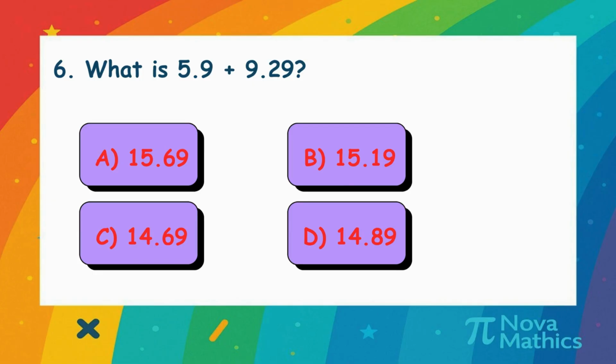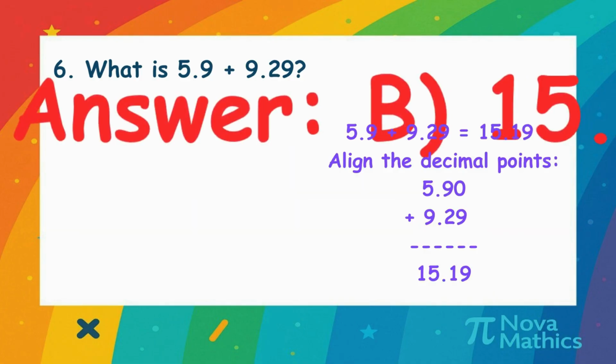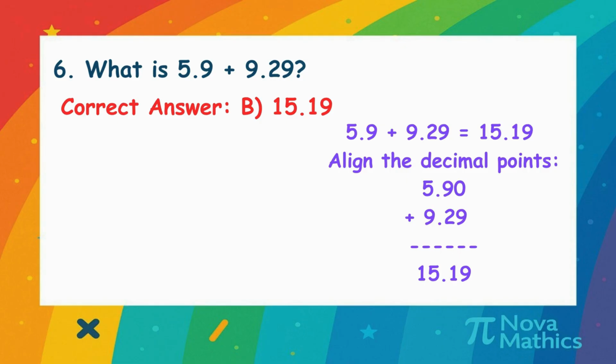6. What is 5.9 plus 9.29? Correct answer is 15.19. Let's add them just like whole numbers. Keep the decimal in line. The result is 15.19.